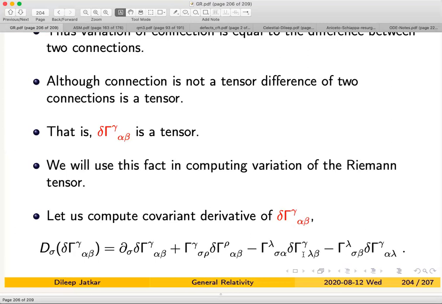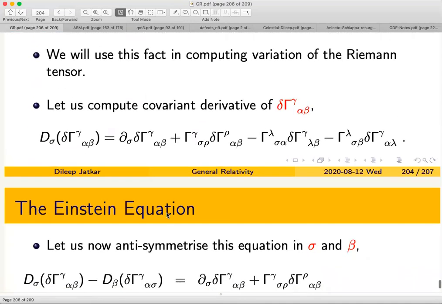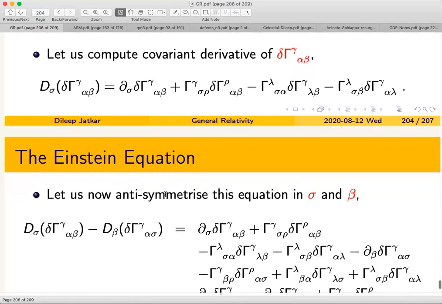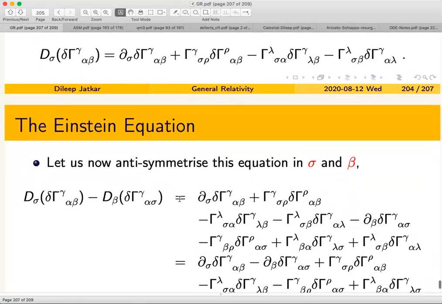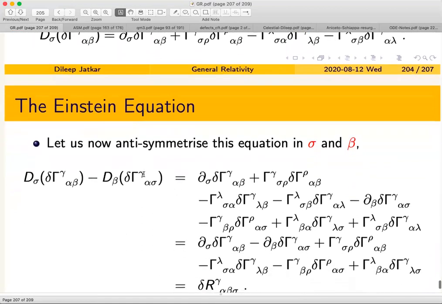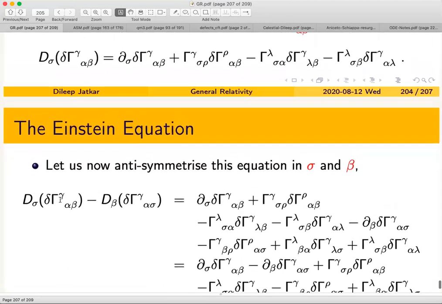So we will use this expression and find out the antisymmetric piece of this covariant derivative. To do that, we antisymmetrize between sigma and beta. If you do that, you have an expression like this: nabla_sigma of delta gamma^alpha_{beta gamma} minus nabla_beta of delta gamma^alpha_{sigma gamma}. So beta and sigma are exchanged, and there is a relative sign. Here are the terms.